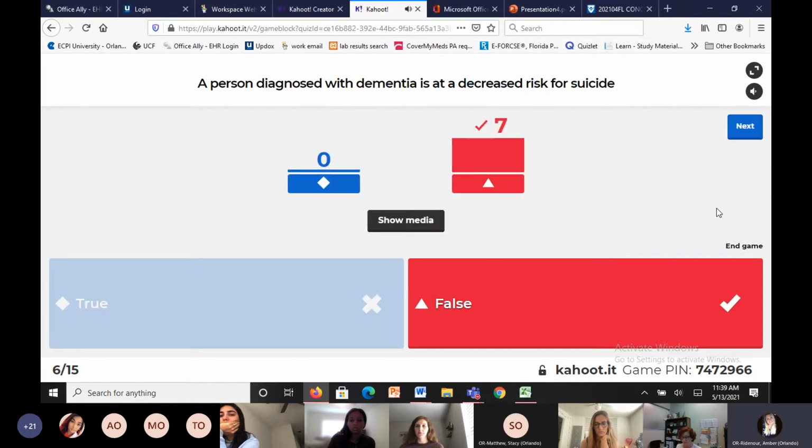So this one is false. A person with dementia is at an increased risk for suicide in the early stages when they're more aware of the changes that are occurring.